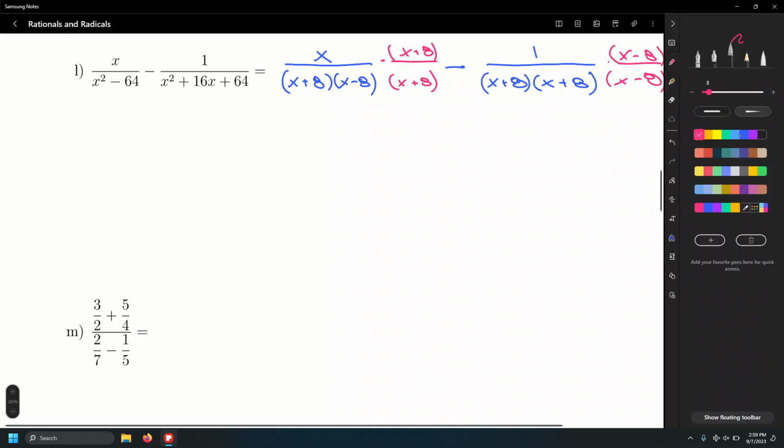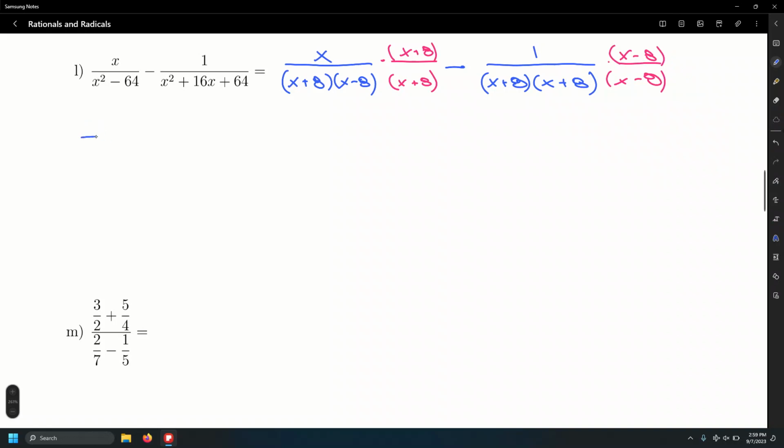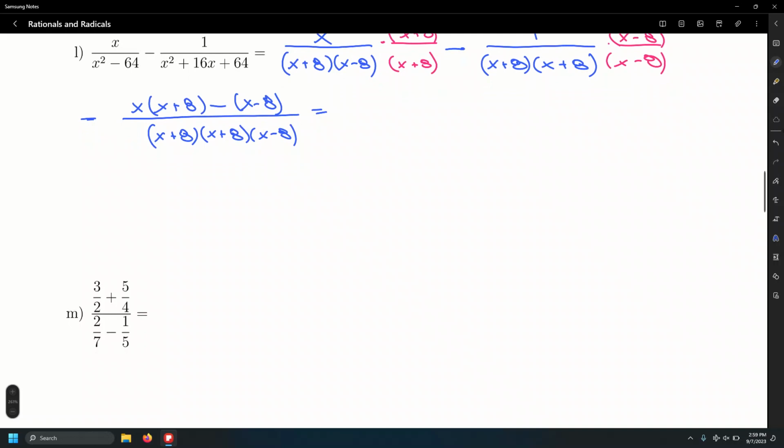And now that we have the same denominator, let's see, in the big fraction, x plus 8 times itself, x plus 8, times x minus 8. And in the numerator, let's do the operations implied. That's x times the quantity x plus 8, minus 1 times the quantity x minus 8. But don't disregard these parentheses here. So again, don't cancel out terms. Actually, in a way, ignore the denominator, but keep writing it. You need to keep writing it.